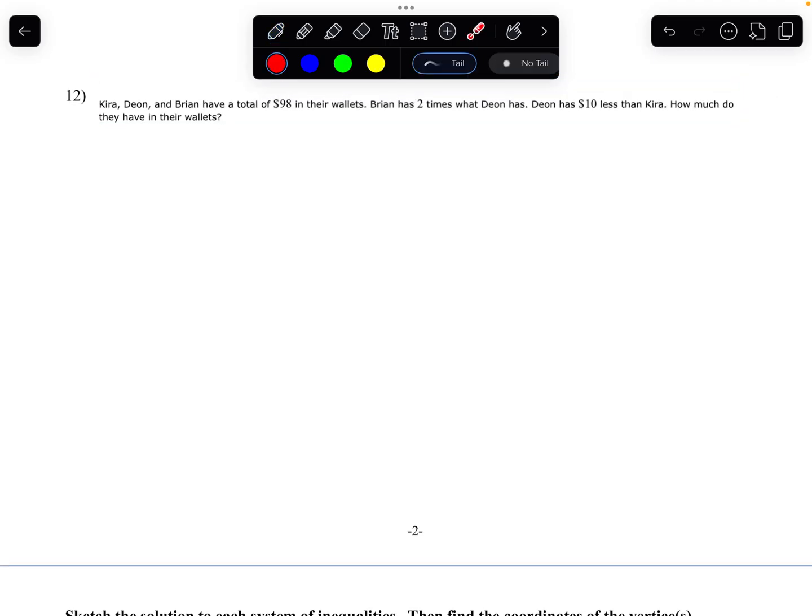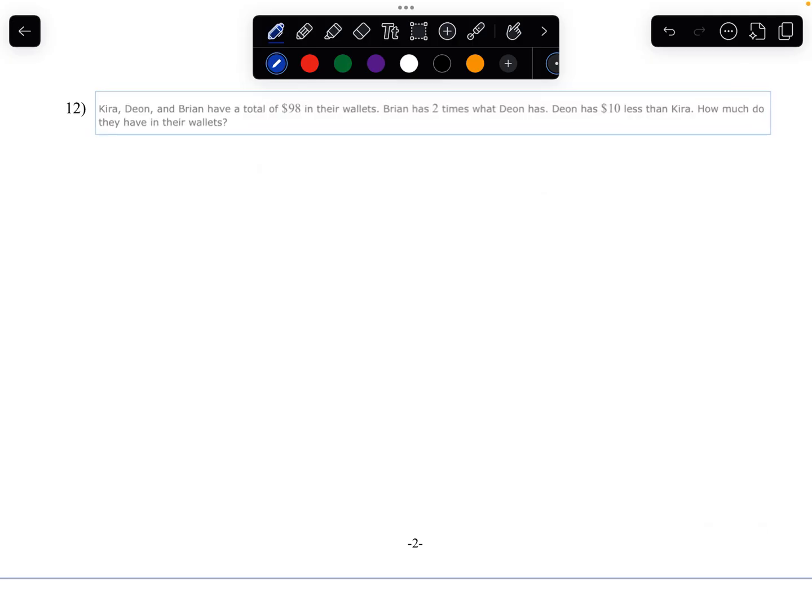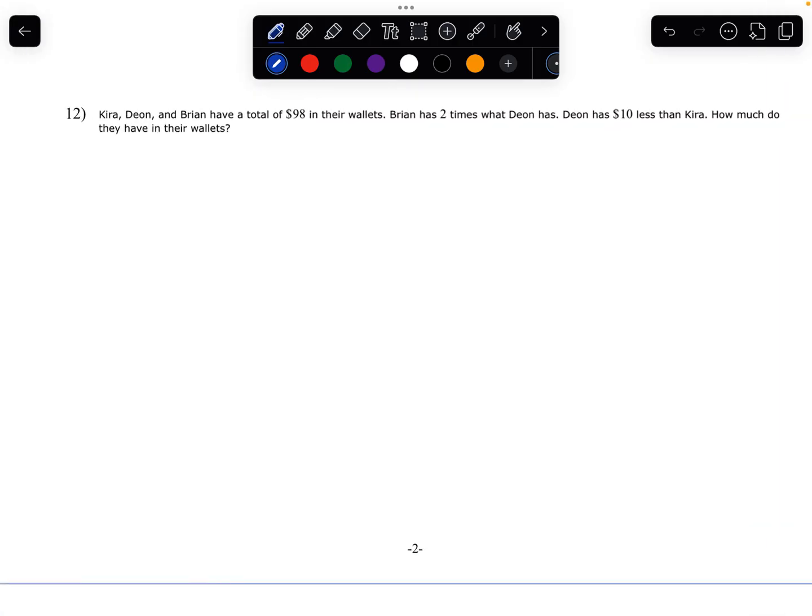So notice here that we have Kira, Dion, and Brian. They have a total of 98. So we're trying to write this as a systems of equations. So I'm going to write this as K plus D plus B is equal to $98. And then here it says Brian has 2 times what Dion has. So for me, that says B, Brian has twice the amount of Dion. So Brian's money will be equal to twice the amount that Dion has.